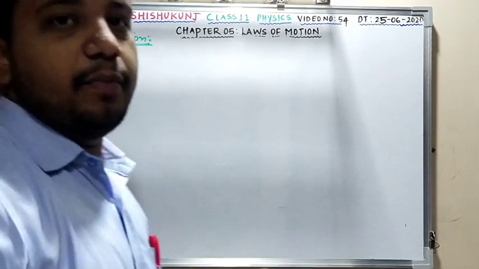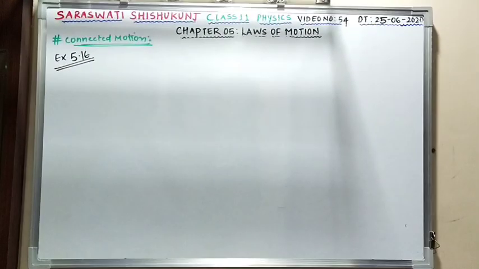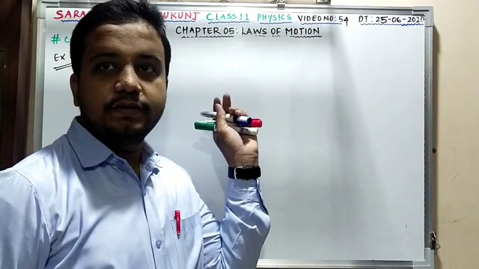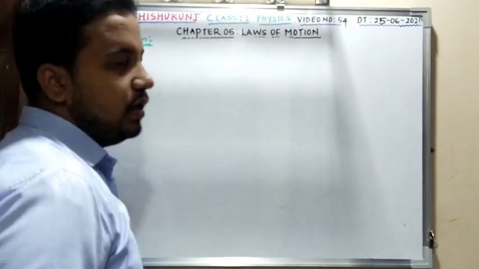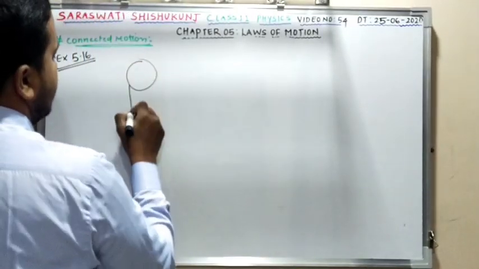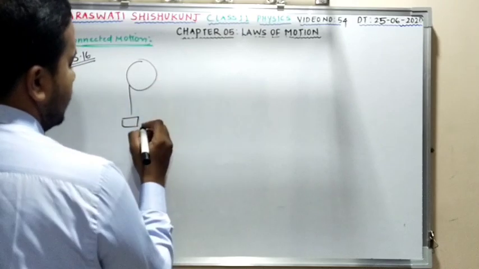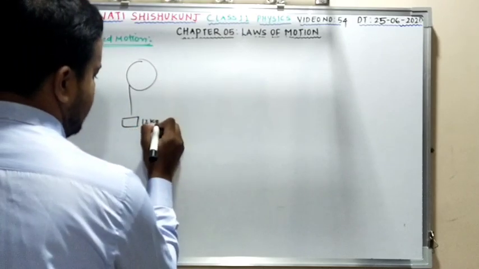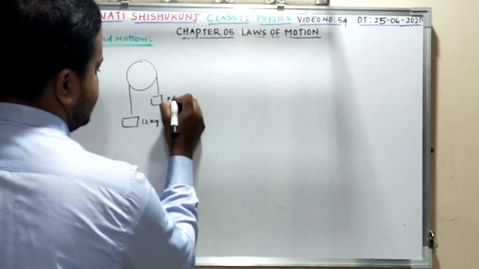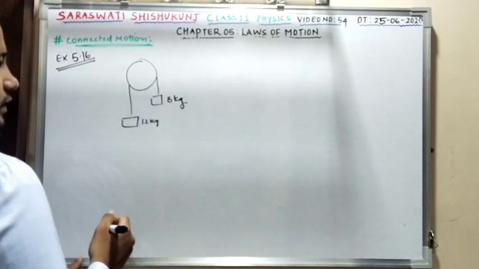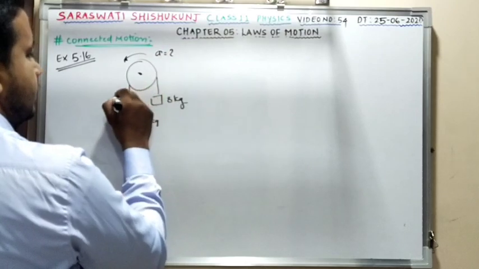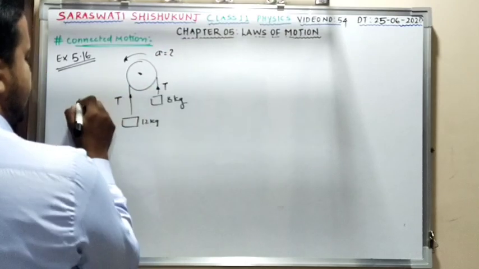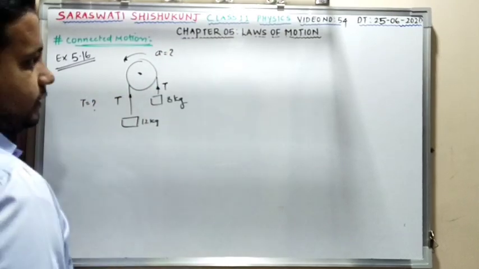Coming to example 5.16, we are going to study it today. This example is related to the topic of motion. Now they have given that on a frictionless pulley there are two masses attached, one is 12 kg and the other is 8 kg, moving on a frictionless surface. Clear? They need to calculate the acceleration A and the tension in the string T. These two things they need to calculate.